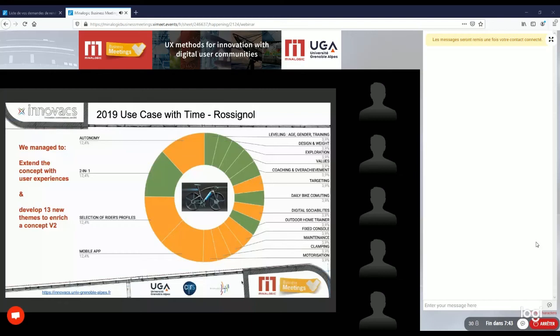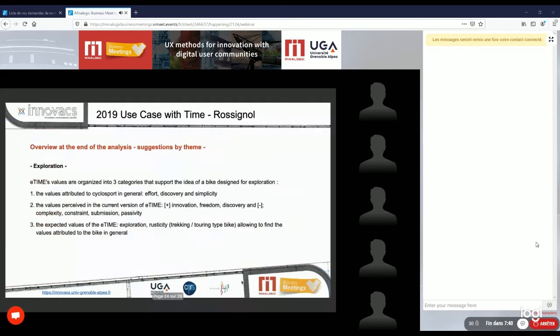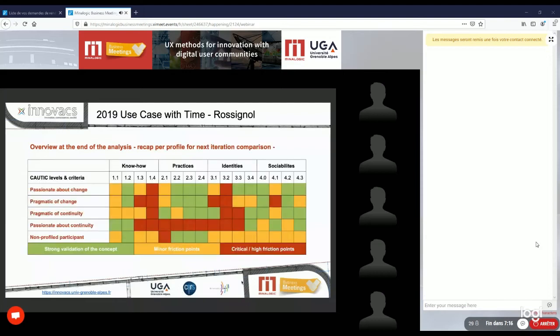For each theme, here is a small synthesis, but we had a bigger one for each theme when we gave the company the CAUTIC results. And we also get, at the end of each CAUTIC inquiry, the possibility to repeat what we did based on this grid on the attractivity of each meaning of use criteria.